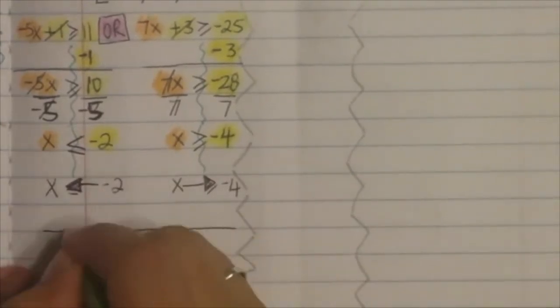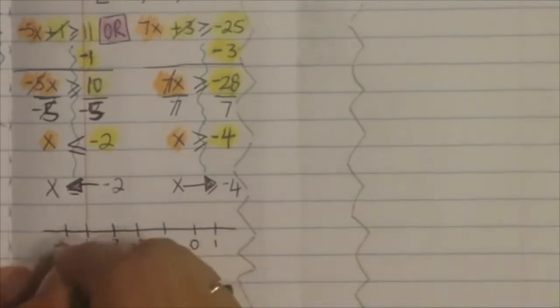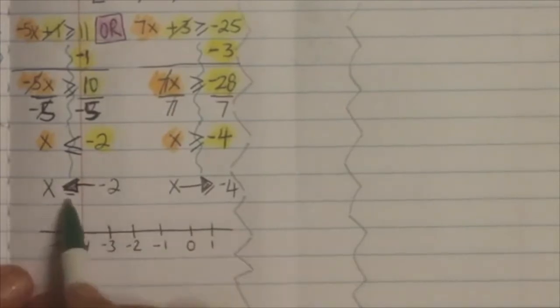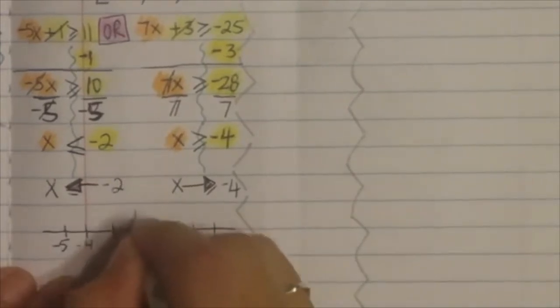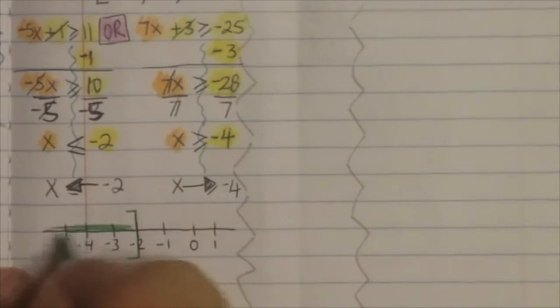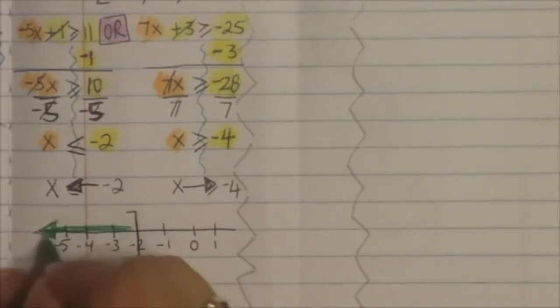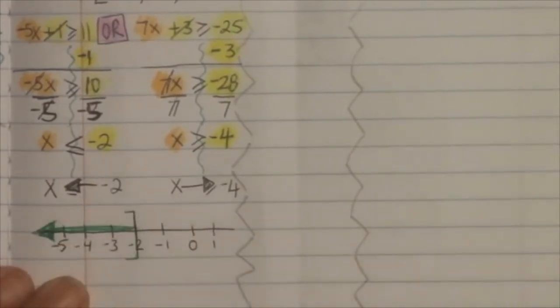Alright, again, you're going to graph both equations on the same graph. So you need to start from negative 5-ish to negative 2, or to negative 1, or to 0. Alright, so it's closed bracket, and it's going to the left from negative 2. And the other one is a closed bracket going to the right from negative 4. Just use a different color.